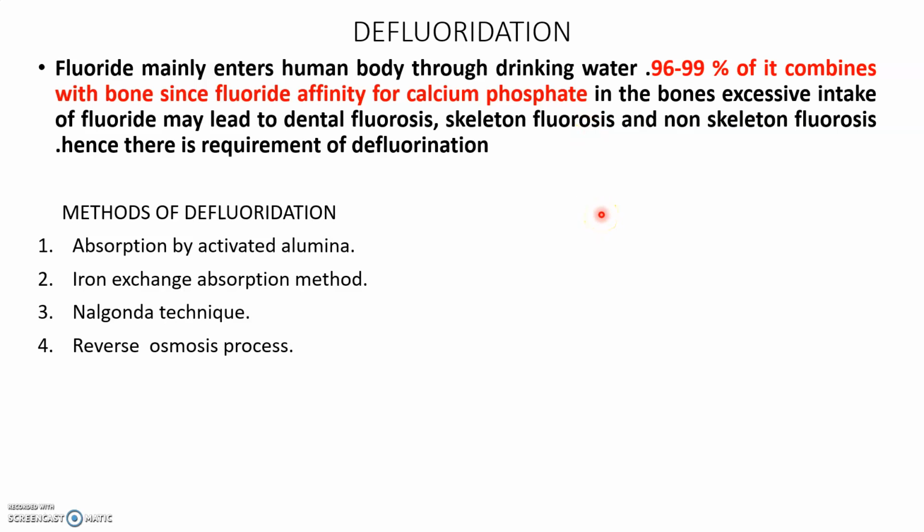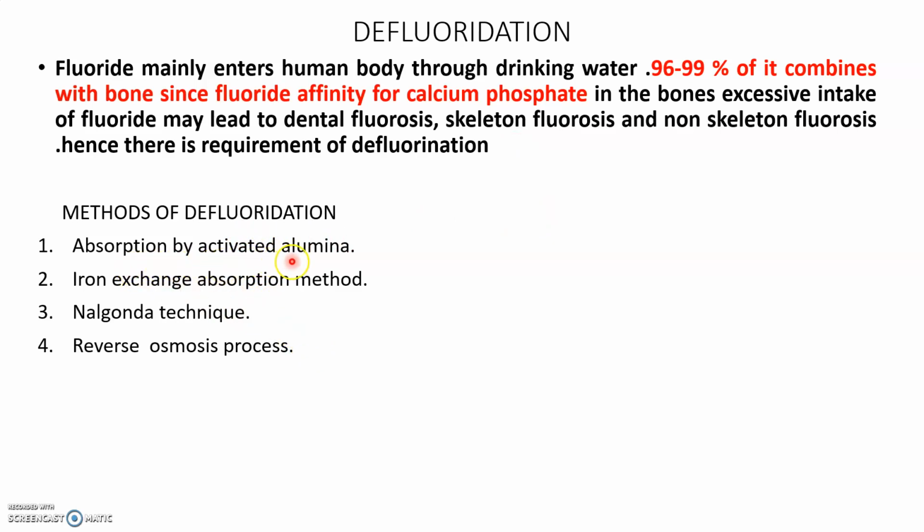Fluoride enters the human body through drinking water, and fluoride is very much attracted towards calcium phosphate, which is present in the bone, which leads to dental fluorosis, skeletal fluorosis, and non-skeletal fluorosis. There may be deformation in the bone, or an excess bone growth, which causes a major problem to human beings. There is a skin problem also. And there are various methods by which defluoridation takes place.